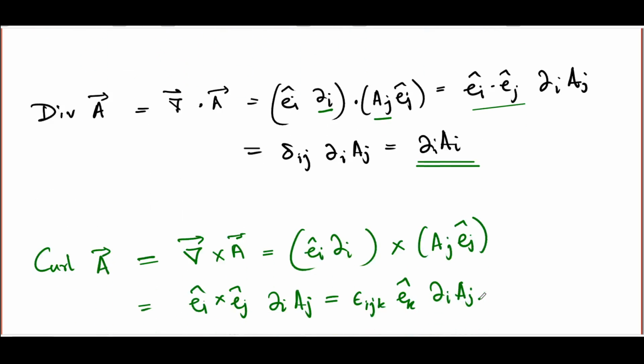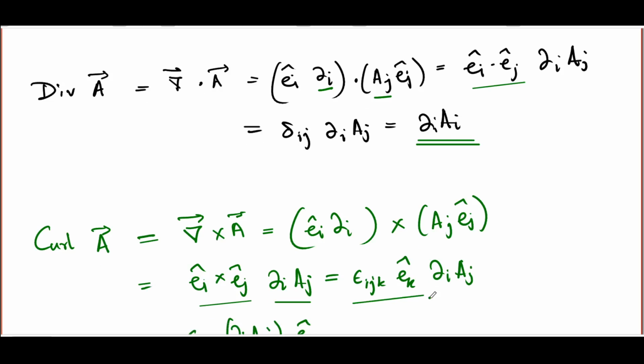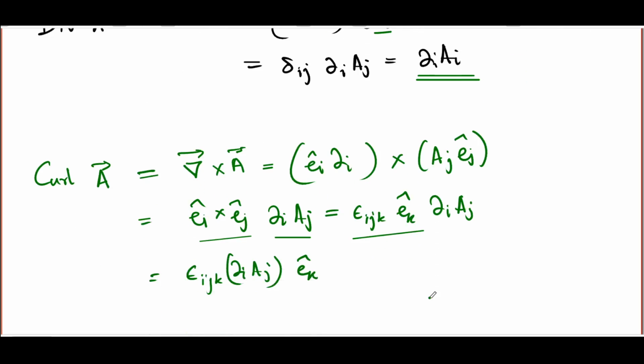Finally, we come to the curl, the third member of the Holy Trinity. It's del cross A, so e_i del_i crossed with a_j e_j. Again the same thing, I cannot pull the a_j across the del_i, they don't commute, but e_j can be pulled out and you end up with e_i cross e_j times del_i a_j. And e_i cross e_j, of course, is epsilon_ijk e_k del_i a_j. So, the curl can be written down as epsilon_ijk del_i a_j e_k.